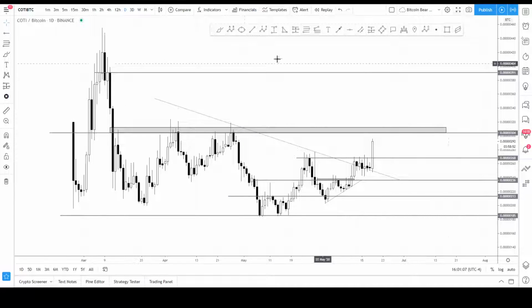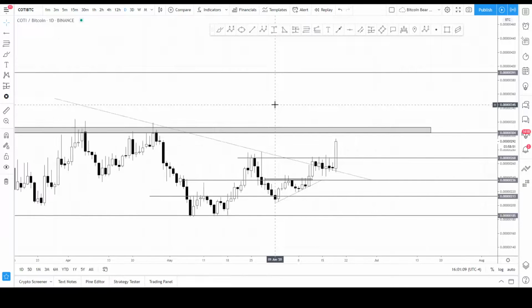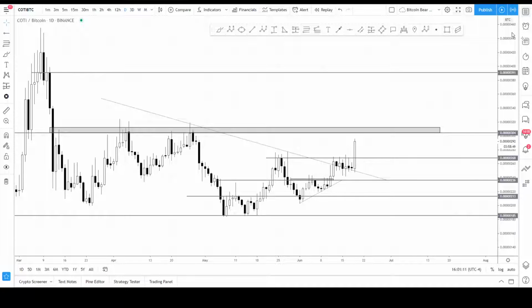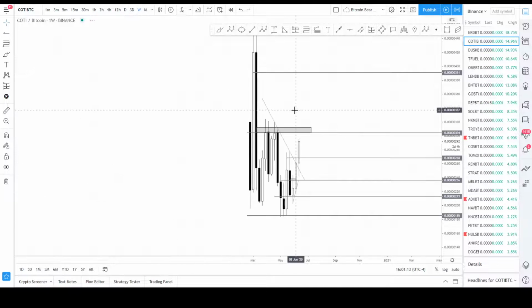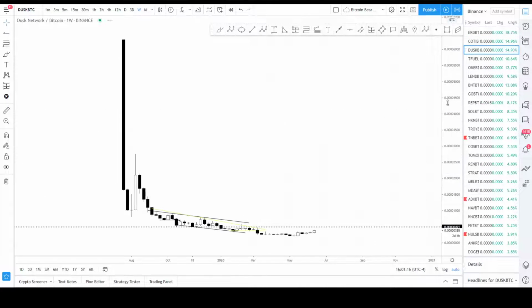Okay, and I hope you guys can see this chart okay as I'm doing this. So let's take a look at a few more examples, and I'm going to show you how to quickly scan your charts for some of these trade setups.